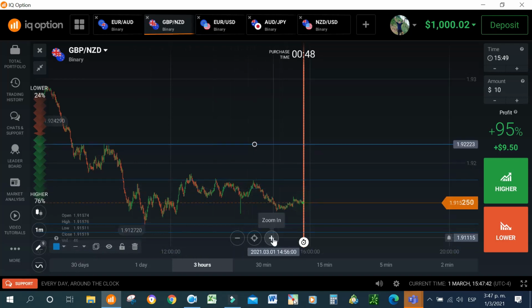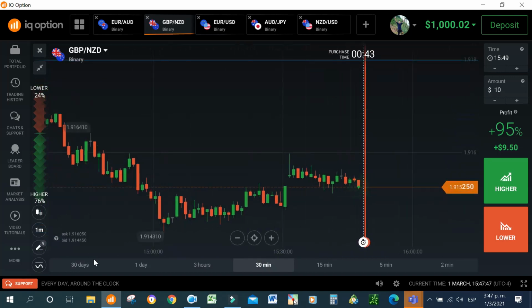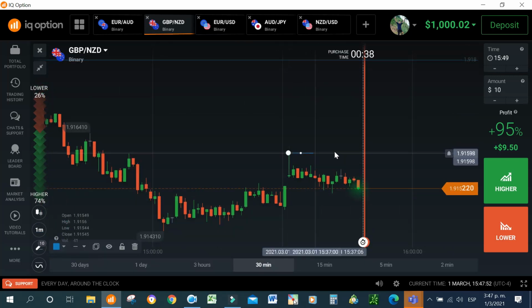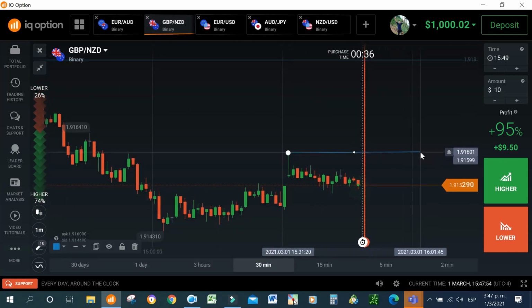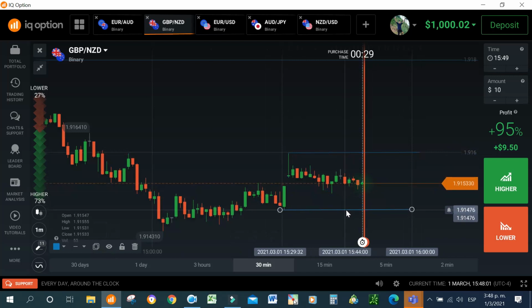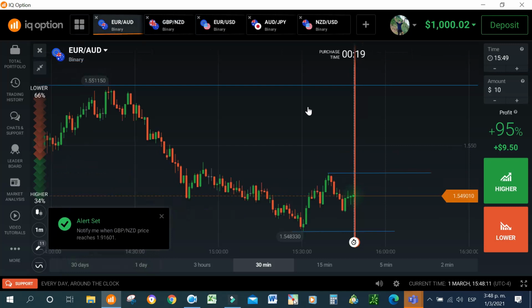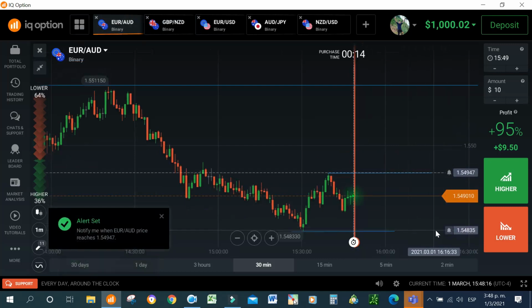Right, we can zoom in and do exactly the same as we did before. So we can take this high in between the 3 hours, and we can take this low to take some opportunity when the price reaches those levels. So let's set some alert just to be aware of this.